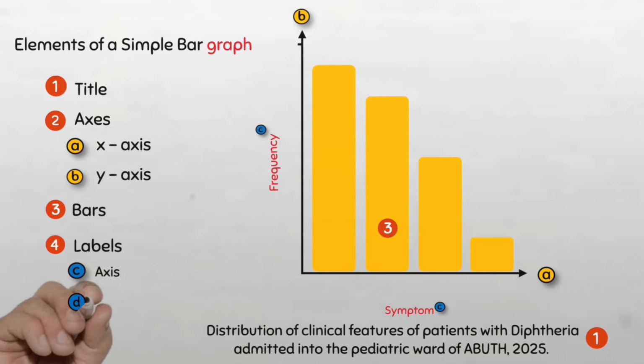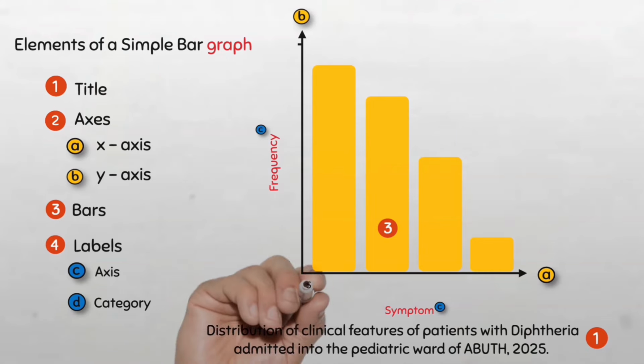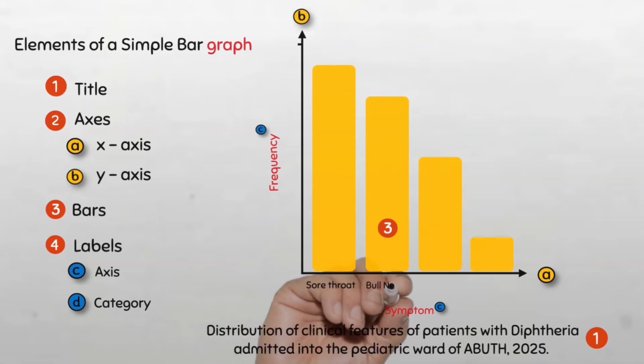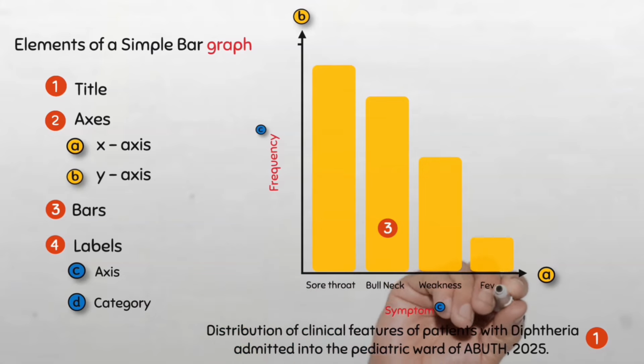Great. Next is the category label. These are labels on the x-axis for each category. Since every bar represents a category of the categorical variable, then each bar must be clearly labeled with the name of the category. In this example, the variable is symptoms of diphtheria, and it has only 4 categories according to the data: sore throat, bull neck, weakness, and fever. So each category must be labeled correctly.